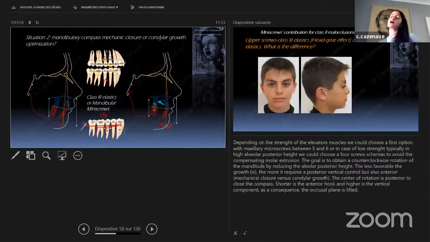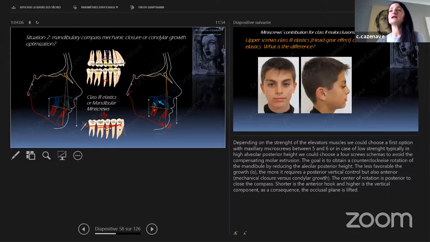Depending on the strength of the elevator muscles, we could choose a first option with maxillary mini screws between 5 and 6, or in case of low strength, typically in high alveolar posterior height, we could choose a 4-screw schema to avoid the compensating molar extrusion. The goal is to obtain a counterclockwise rotation of the mandible by reducing the alveolar posterior height.